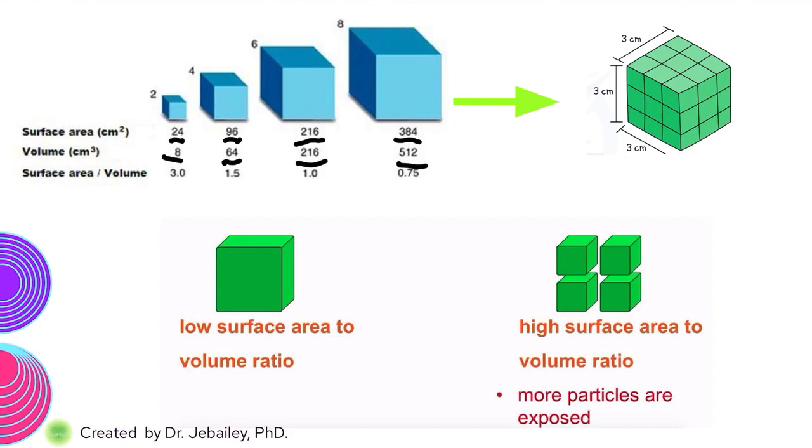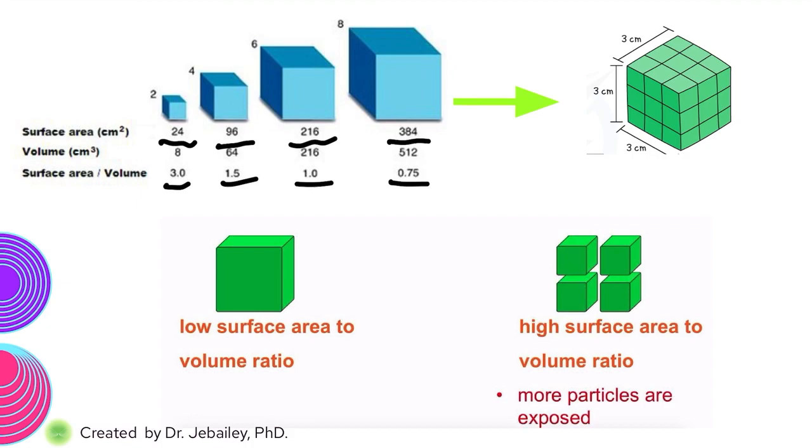Now, when we look at the ratio of surface area to volume, it is basically 24 divided by 8, 96 divided by 64, 216 divided by 216, 384 divided by 512. That's where you get the ratio. So surface area to volume here is 3, 1.5, 1, 0.75.